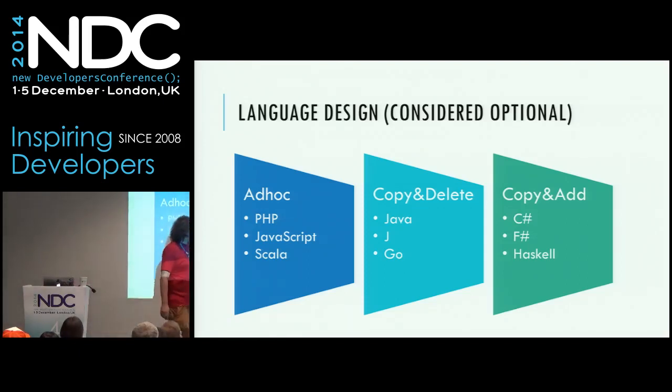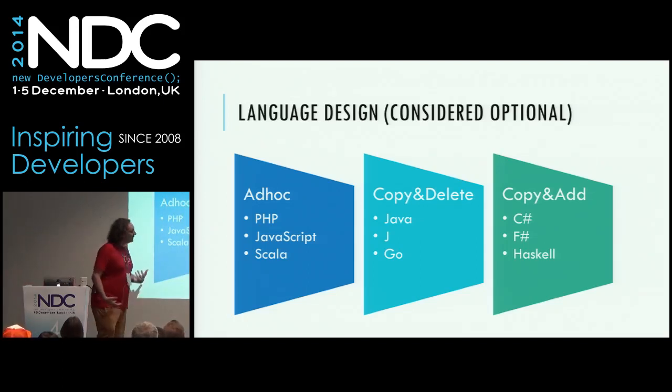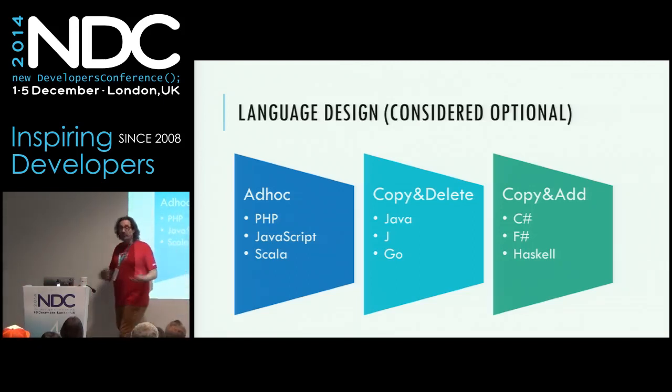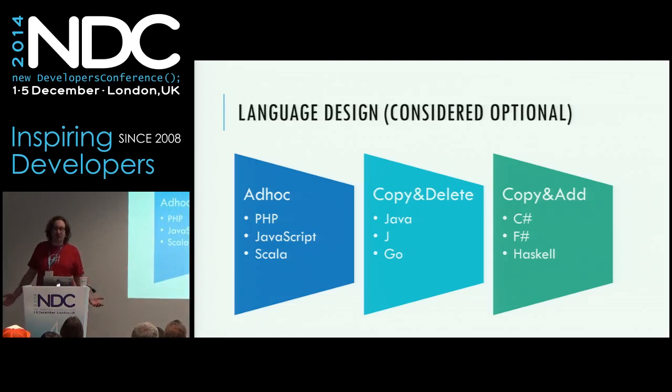J is actually taking APL, and in APL all the keywords were Greek symbols, so it removed the Greek symbols. So that's kind of maybe a step in the right direction. Go's actually gone even further than Java by removing classes, win. Just structures and extension methods. So not even less sharp edges to cut yourself and all the performance that goes with that. So that's the copy and delete.